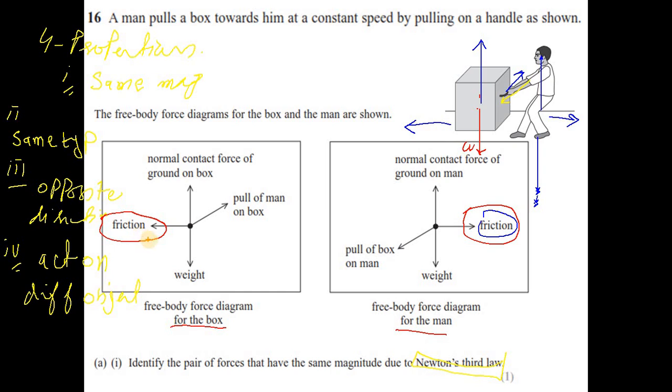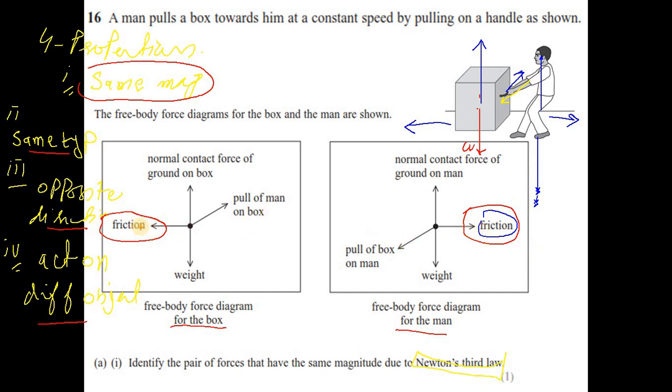Why is that? Because this is the force acting on the box by the floor, and this is the force acting on the man. So they are same type of forces. They are acting in opposite direction. They act on different objects. So these three points for these two forces are valid. But the first one, the same magnitude. Friction acting on both would be different because friction depends on weight. So they cannot have the same value.